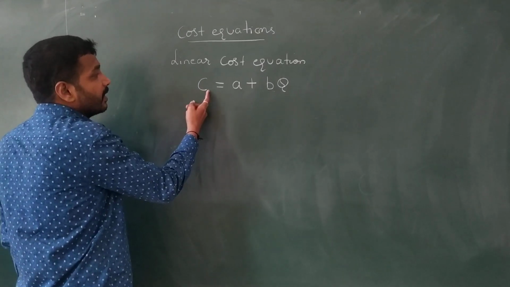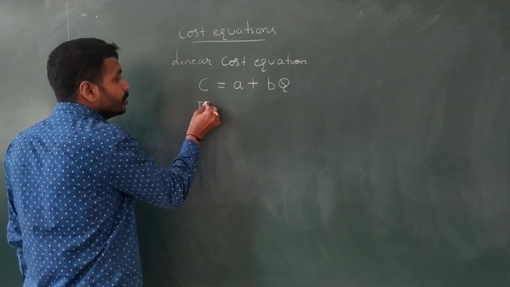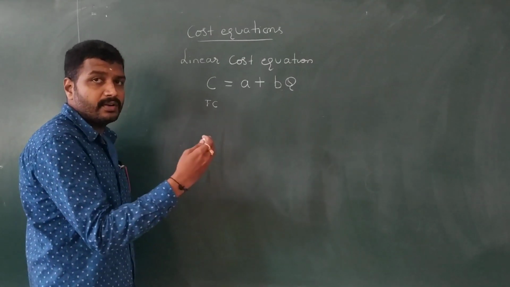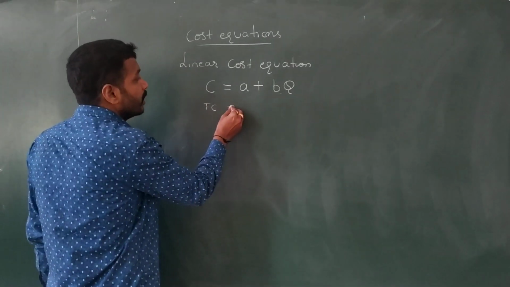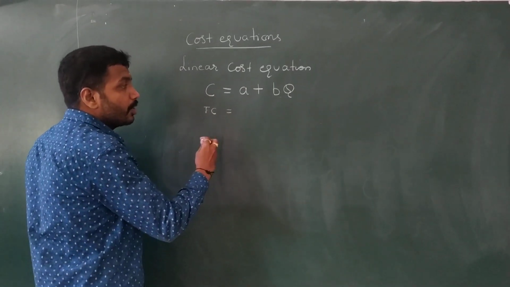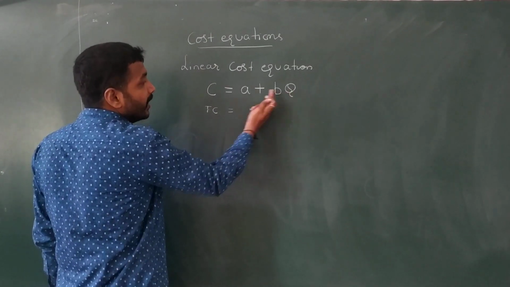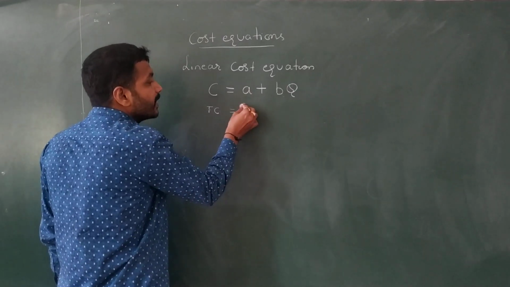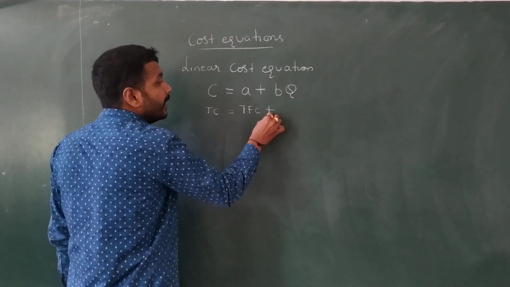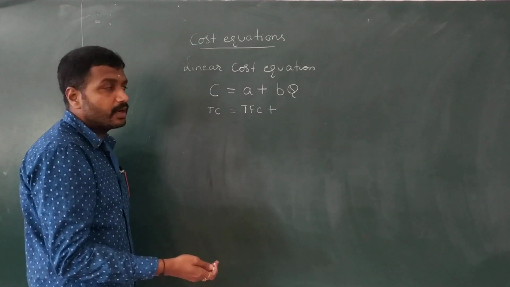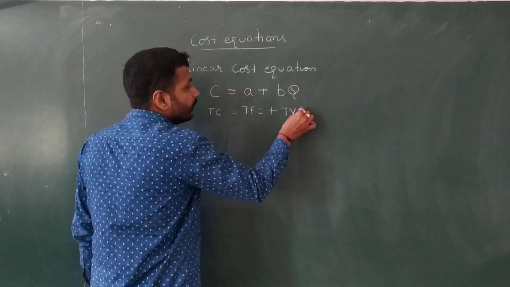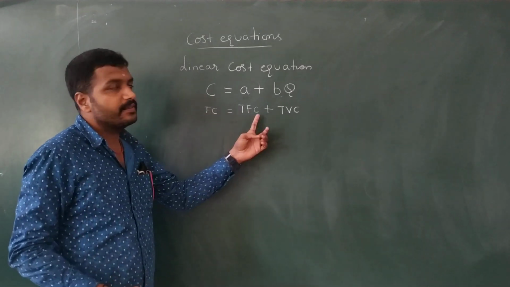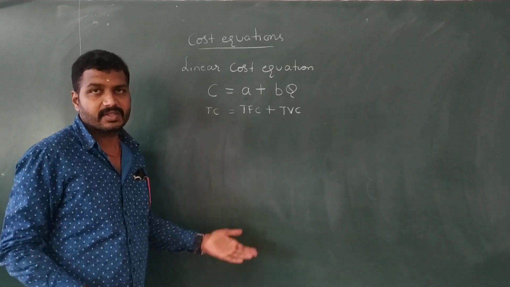This C represents the total cost, and total cost further comprises total fixed cost and total variable cost. The part which does not vary with output is A, which we call total fixed cost, and the one which varies with output we call total variable cost. So this we have understood, and the nature of TC, TFC and TVC we discussed in the previous class.